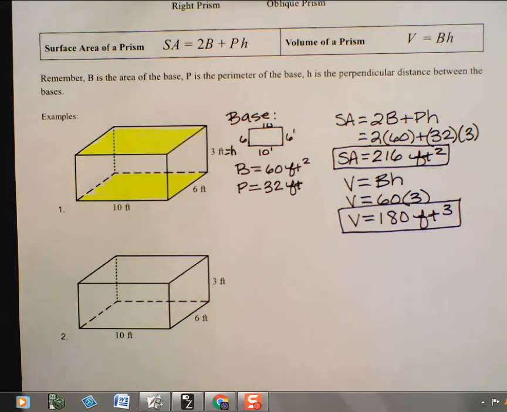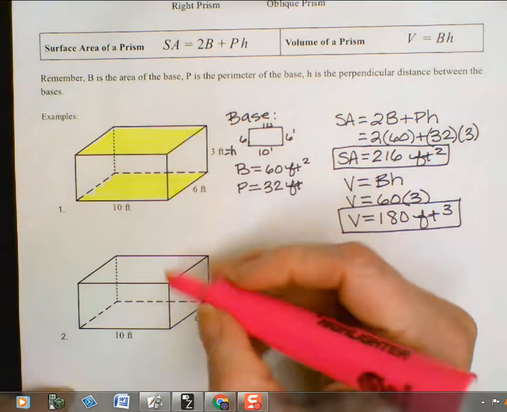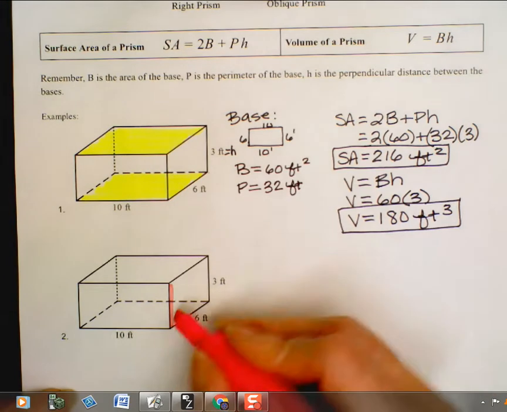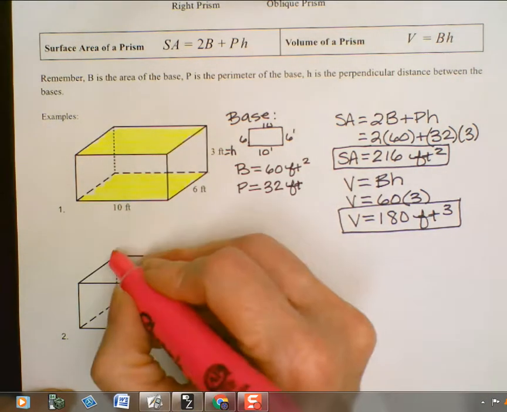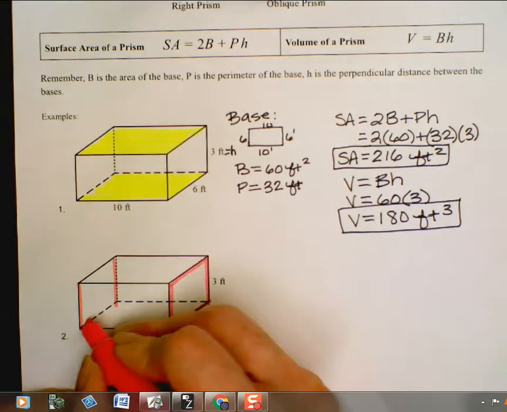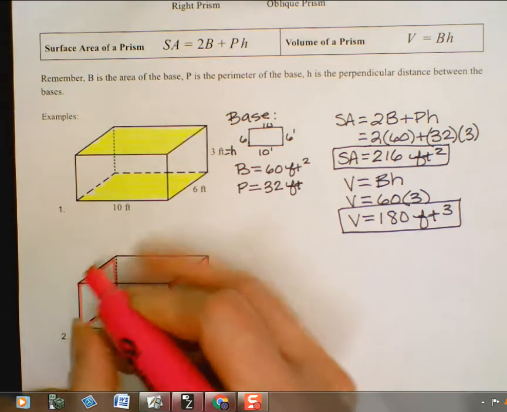Now let's accomplish the same goal, but let's choose a different pair of faces for the bases. They still have to be parallel and congruent. So in this case, I'm going to choose what some people might refer to as the left side and the right side. So now I'm going to use this pair of rectangles for my bases.